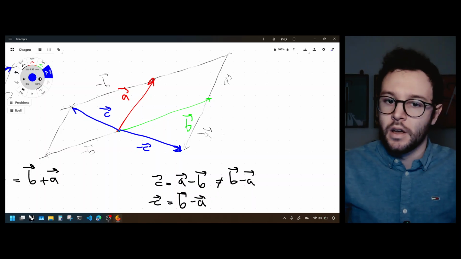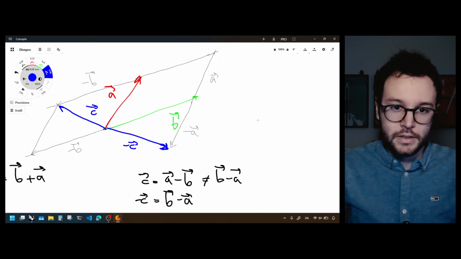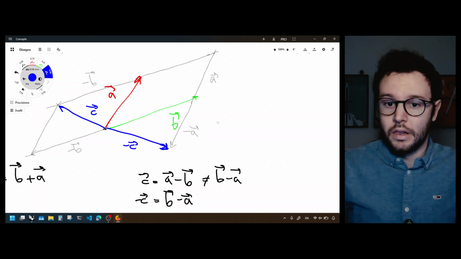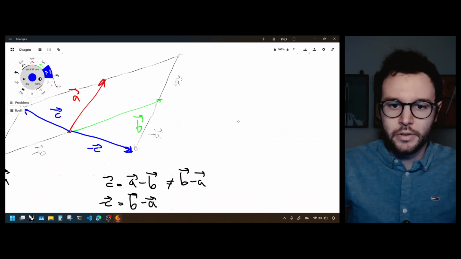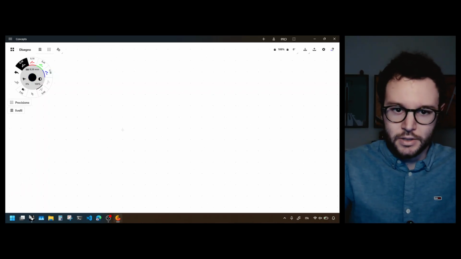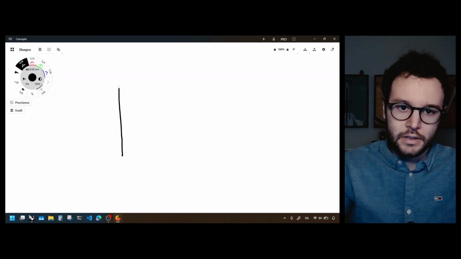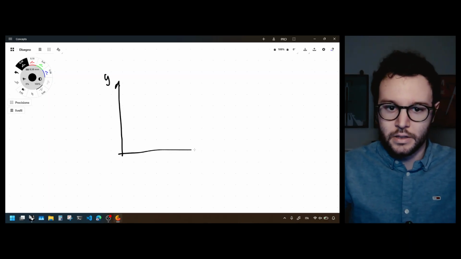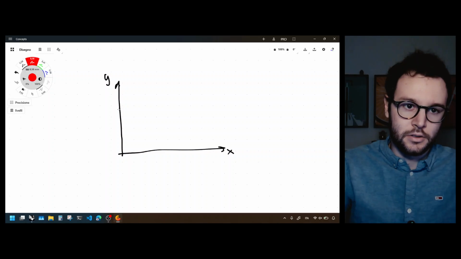All right, so we have sums and subtractions now. Let's also show the multiplication operation for vectors. There are a bunch, so let's see them. The easiest one is the multiplication by a scalar. So let's maybe draw a set of axes. Okay, x. Let's draw a vector.